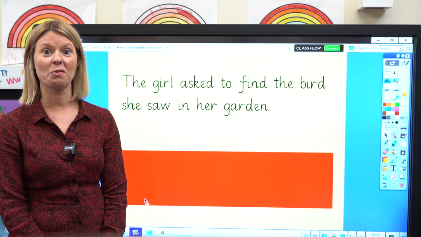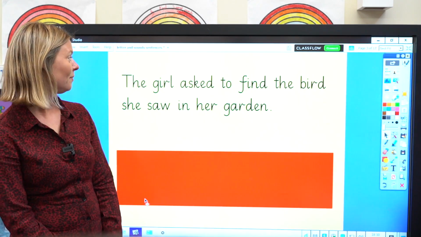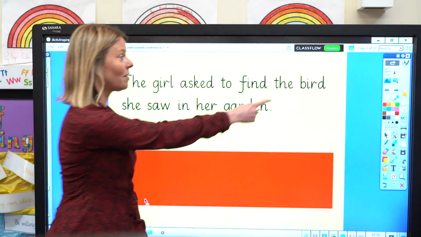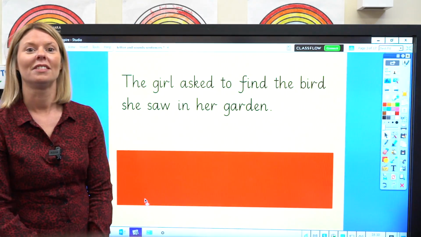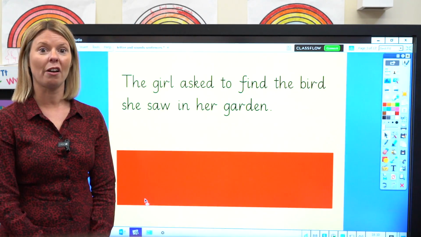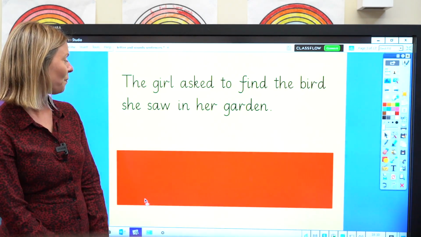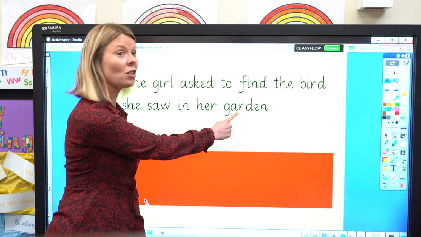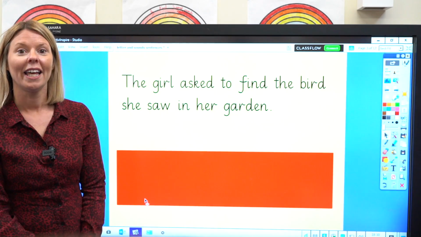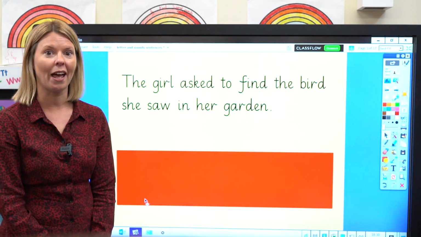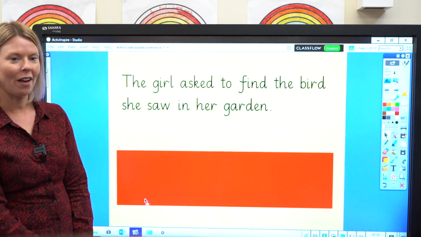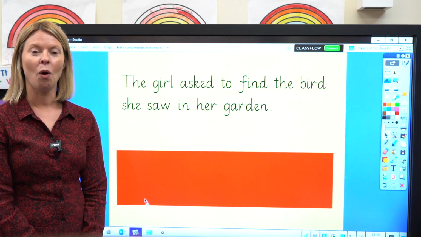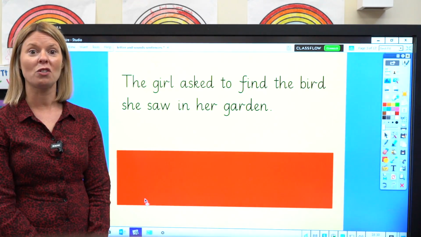Can you see any words with today's grapheme here and here. Can you see any other words with digraphs? Or, and are. Can you see the tricky word we read today? That's right, asked was our tricky word. Now I want you to read aloud as I point to the words.